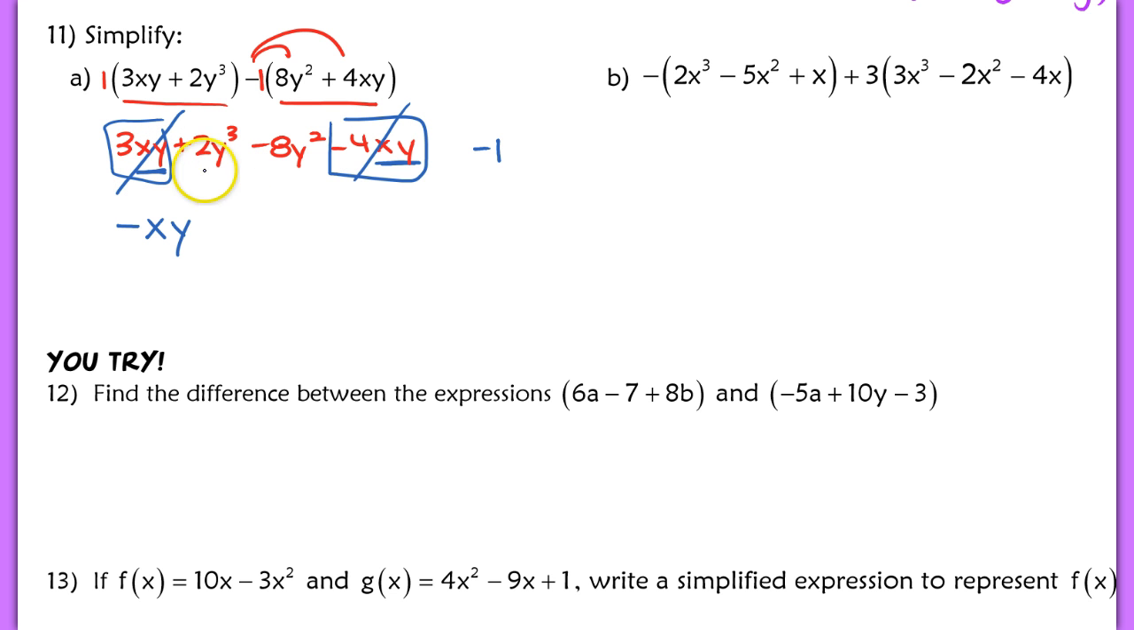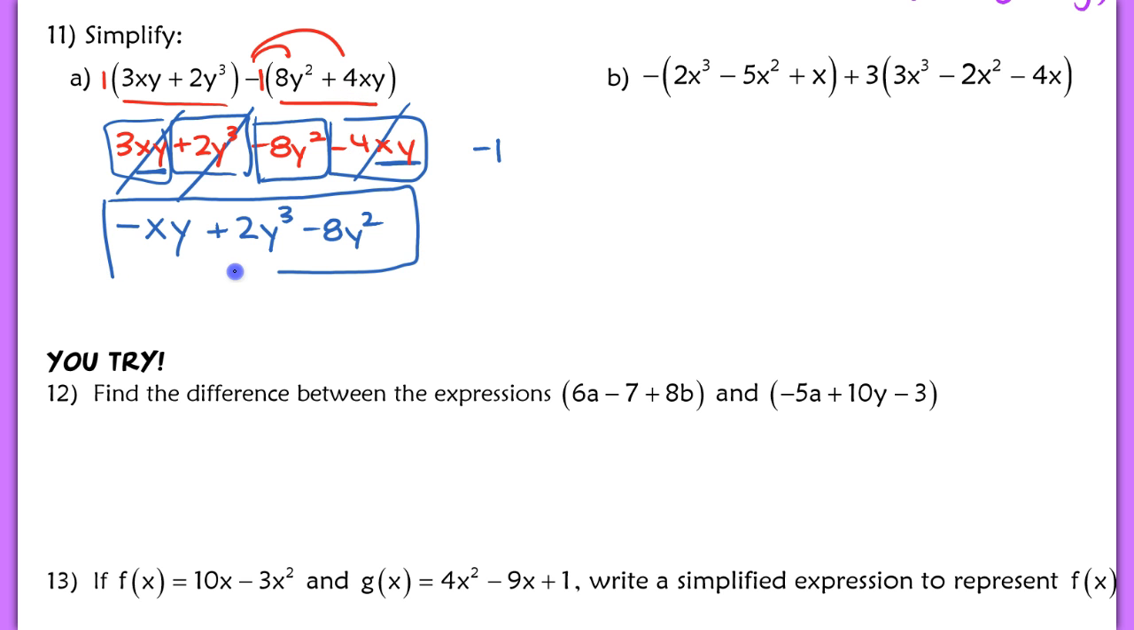Now here I have 2y cubed. And I don't have any other like terms with that 2y cubed because this 8y squared here does not have the exact same exponent. So they're not the same like terms, so I don't combine those. And I'll keep 2y cubed and just drop that down. So that one's gone. And I'm going to do the same thing with this negative 8y squared. So negative 8y squared here is my final answer.